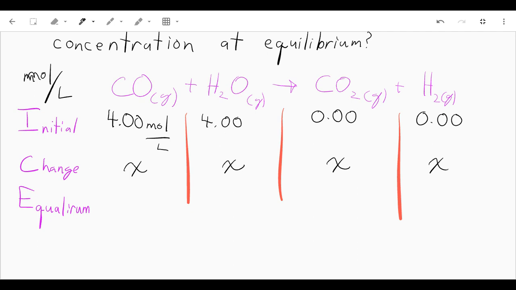Each of them are going to change by a value of x. However, our reactants will be decreasing because they're the only thing present. They have to decrease, and our products will be increasing, which makes sense. They're being produced. So our equilibrium concentrations, we don't have numbers yet, but we can write them as mathematical terms.